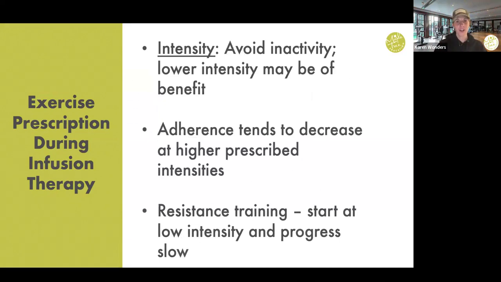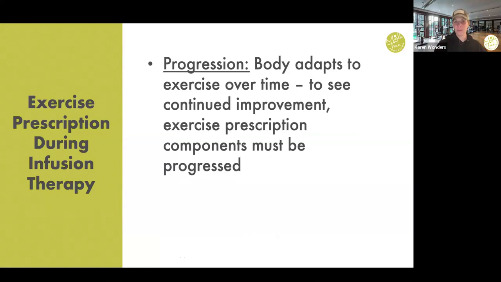With intensity, we have already discussed you want that patient to avoid inactivity, and keep in mind that a lower intensity may be a benefit for that patient. Sometimes when you have higher intensities, you're going to see a decrease in patient adherence to the program just because it could be too taxing for them. With resistance training, you want to follow the principle of start low and go slow. So start with a low intensity weight and progress slowly as the patient is able to tolerate. With progression, as the body adapts to exercise, patients can progress even when they're in chemotherapy. You can increase the exercise intensity as the patient is able to tolerate.